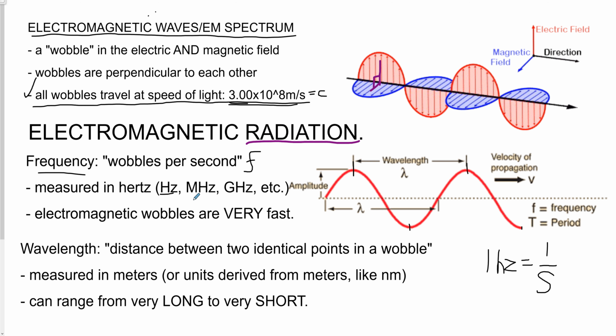A megahertz is a million of a thing happening every second. A gigahertz is a billion wobbles a second. And these can go up to even the terahertz. That's a trillion wobbles per second. That's craziness. But that's how electromagnetic radiation works.